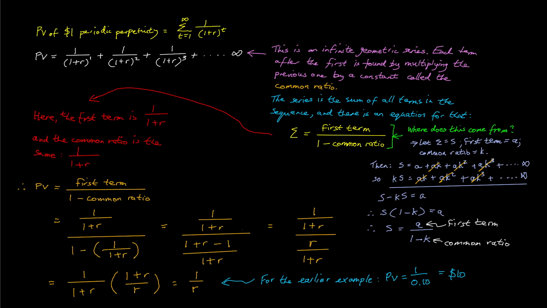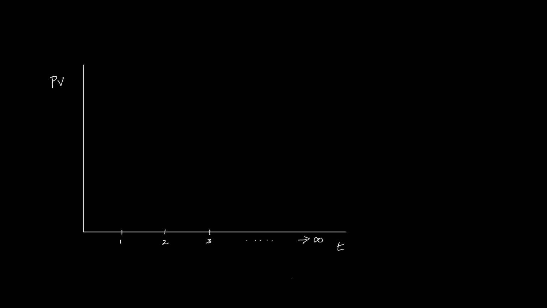Let's visualize what we've just seen by graphing the present values of each of those single dollar future payments. We'll put time on the horizontal axis and present value on the vertical. For each future dollar payment, we can represent its present value as a vertical bar. The first payment 1 year from now has the highest present value. The second payment's present value is lower, and the third is lower still.